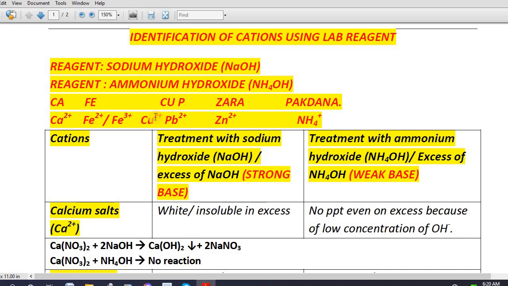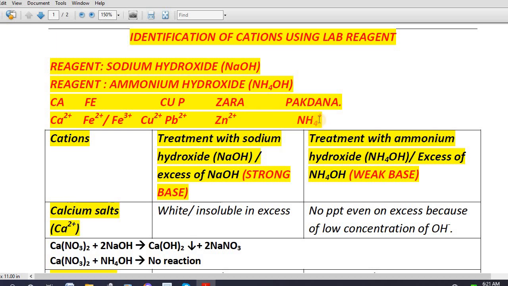In excess of ammonium hydroxide, it will give inky blue color solution, deep blue color solution. Pb2+ also gives a chalky white precipitate with sodium hydroxide and ammonium hydroxide, but it changes status when you add excess reagent. If you add excess sodium hydroxide, this precipitate is soluble, and if you add excess ammonium hydroxide, this precipitate remains insoluble. Zinc has two common things: a gelatinous white precipitate is formed with sodium hydroxide and ammonium hydroxide, and a colorless solution is formed in both cases.